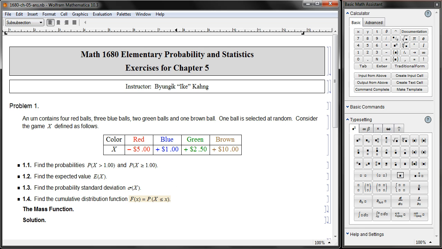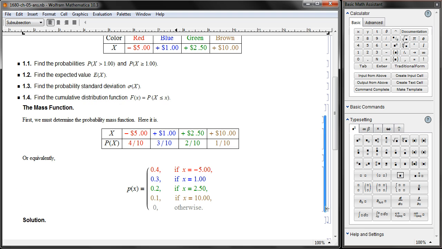And finally, cumulative distribution function. This is the hardest and not coincidentally more important. Alright, before doing anything, however, let's find out the mass function. What is the mass function? And the probability values for each possible x value. And one way to express it is here, this way. The table form.